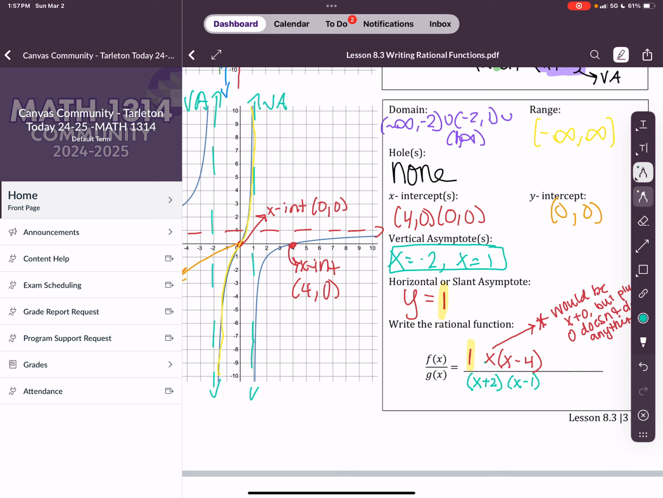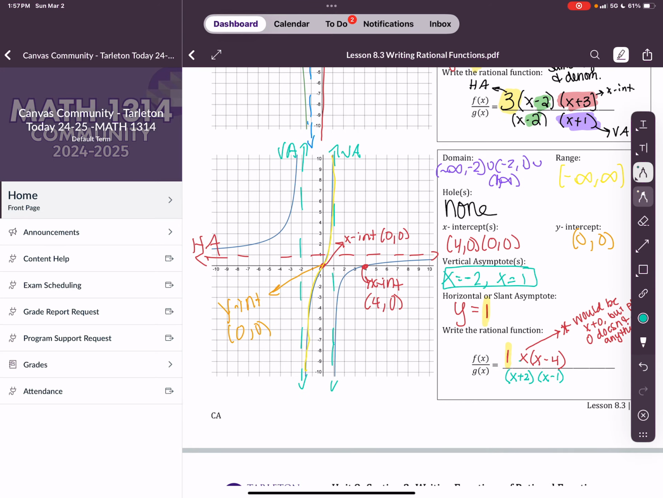Okay, the next thing is x minus 4. And the reason it's minus 4 is because our other x-intercept is positive 4. In order to write the x-intercept of positive 4 as a factor, it would be x minus 4. And then moving on to our denominator, we get our denominator factors from our vertical asymptote. So our vertical asymptote was x equals negative 2, and the way to write that into factored form would be x plus 2. And then our other vertical asymptote is a positive 1, and the way to write that in factored form would be x minus 1. Okay. All right.